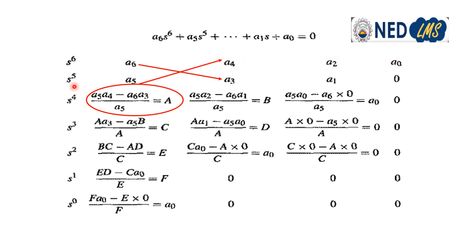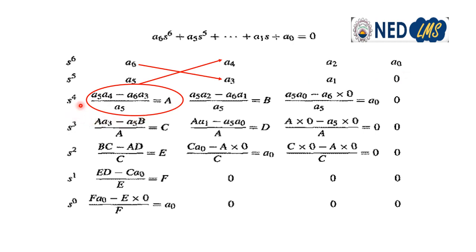For s raised to the power 5, or the second row, first we write the coefficient of s^5, then the alternate coefficients. It will go a5, a3, a1. And then we have no more coefficients to write here, so we write 0.